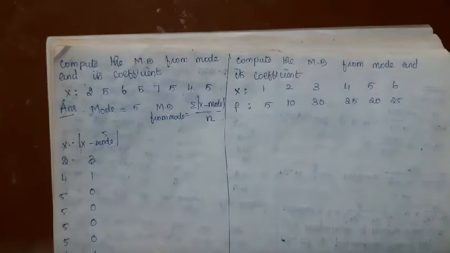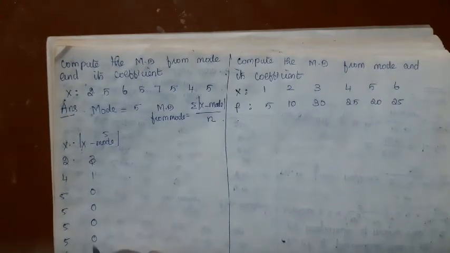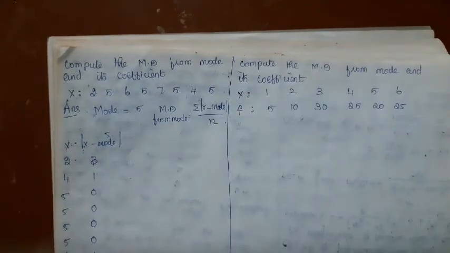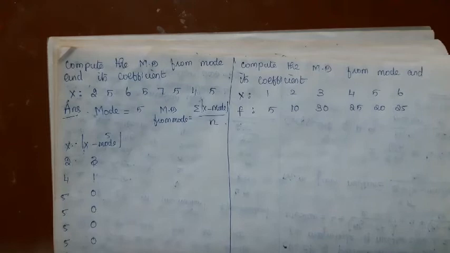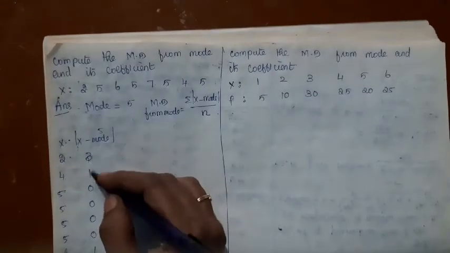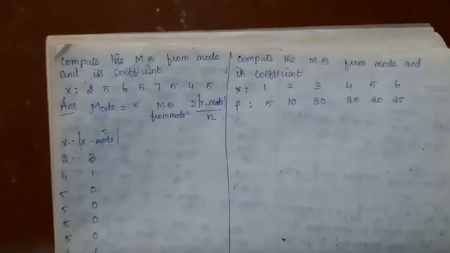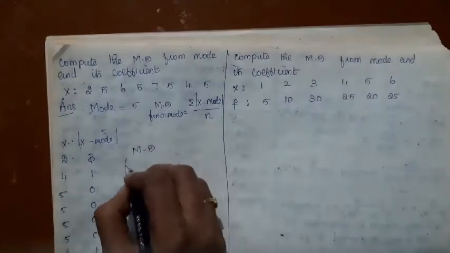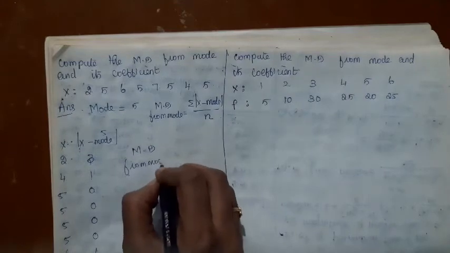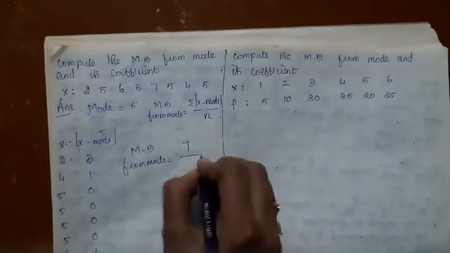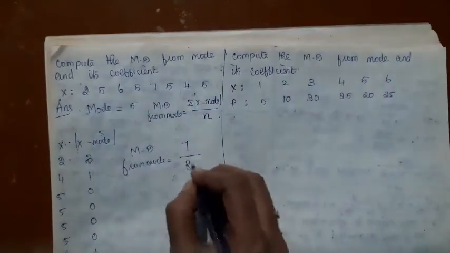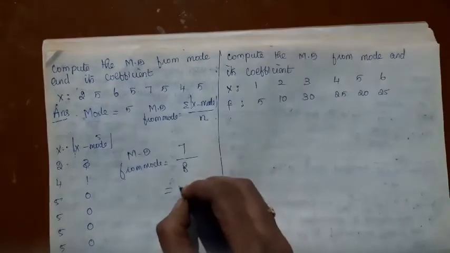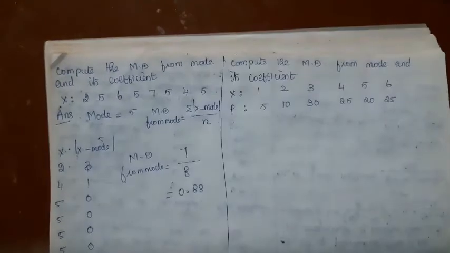Oh, you have one more value? Yes. Sorry, you have 2 here, right? Now compute the total. You have 3, 4, 5, 6, 7. So mean deviation from mode is 7 divided by the number of values, which is 8. So 7 divided by 8 is 0.88.